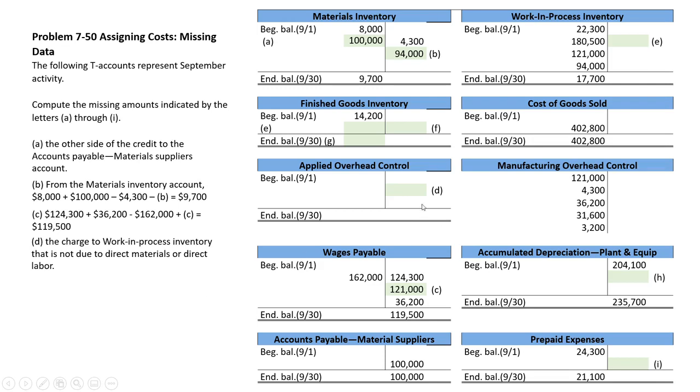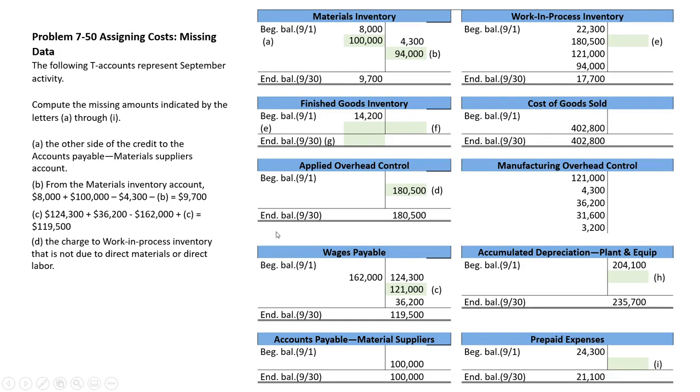I get to D. So D is when I apply the overhead, and this is going to be process of elimination. I'm going to credit the applied overhead control account and debit work in process inventory. Well, process of elimination, I already indicated the $121,000 debit was more than likely direct labor here. I already indicated that the $94,000 debit more than likely was direct materials. So the only other thing, process of elimination, is the $180,500 must have been overhead that we were applying to work in process inventory. So I'm going to show that as a credit for D to my applied overhead control.